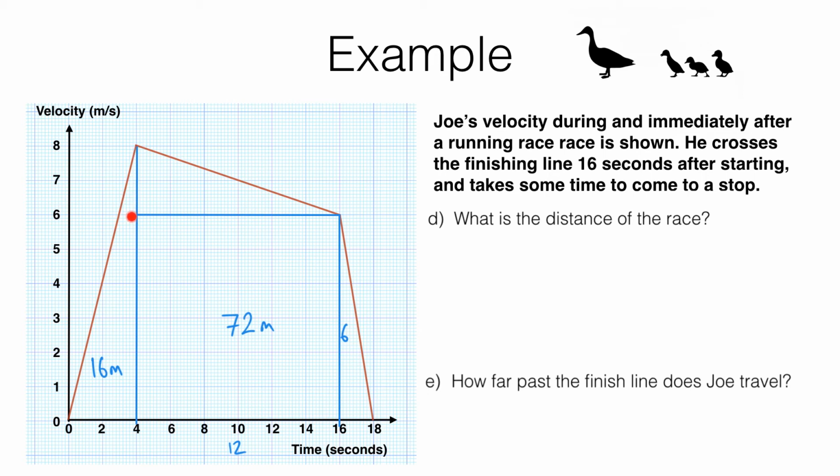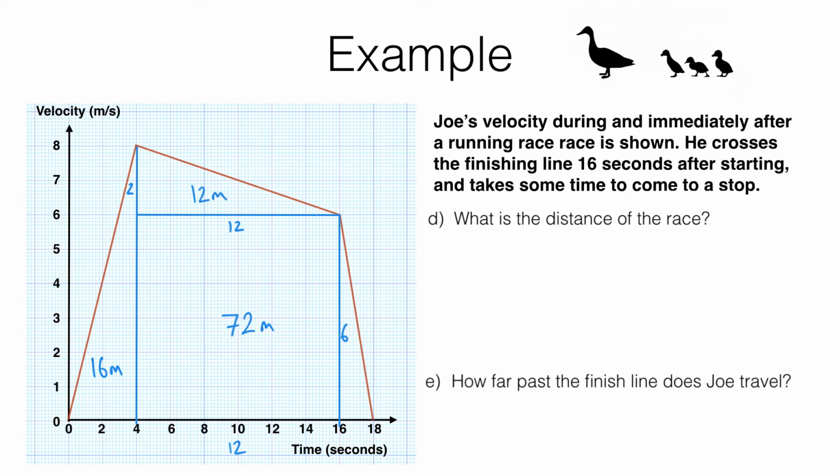Let's work out the area of this triangle. This triangle has a base of 12, the same as this, and it's got a height of 2. That's the difference between 8 and 6. So height 2, base 12. The area of a triangle is base times height divided by 2. 12 times 2 divided by 2 is just 12. So that is a distance of 12 meters.